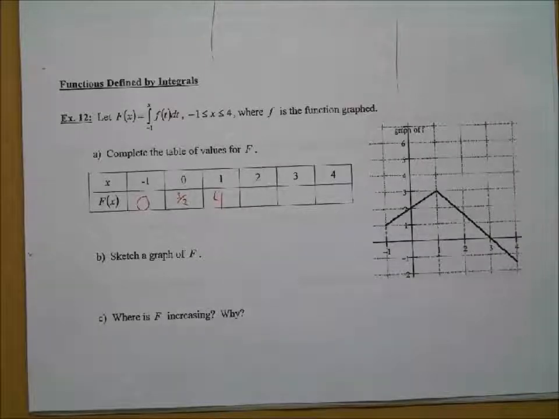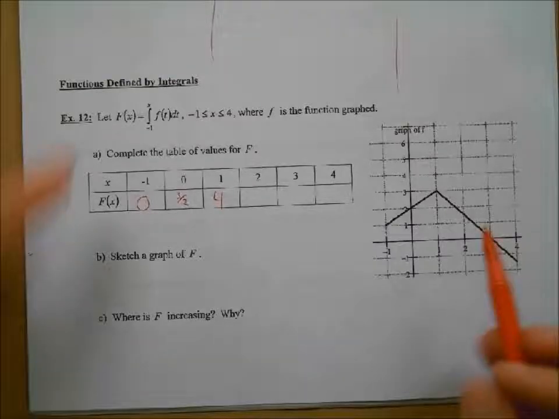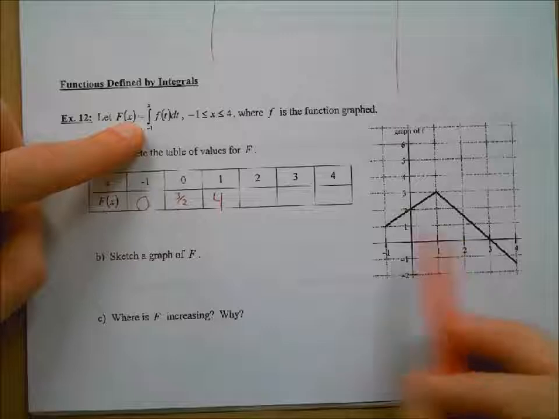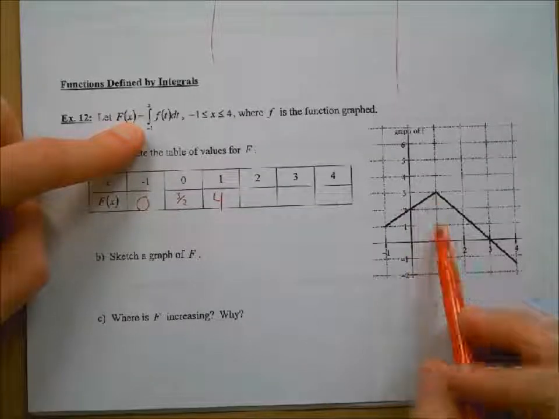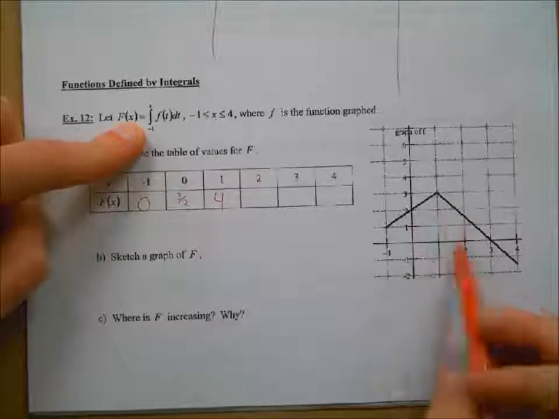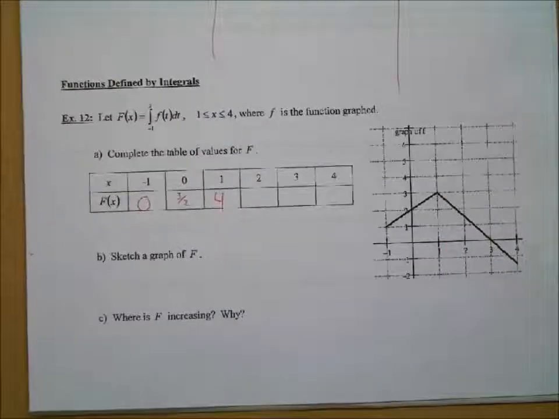All right, so we can keep going here. So why don't you guys go ahead and keep going, fill in the rest of those, 2, 3, and 4. So we continue to add on those areas. Remember, you're always integrating from -1 outward. So at 2, you're going to have to include the area of this trapezoid from -1 to 1, but then add on the area of this trapezoid right here. Okay, so proceed from there.